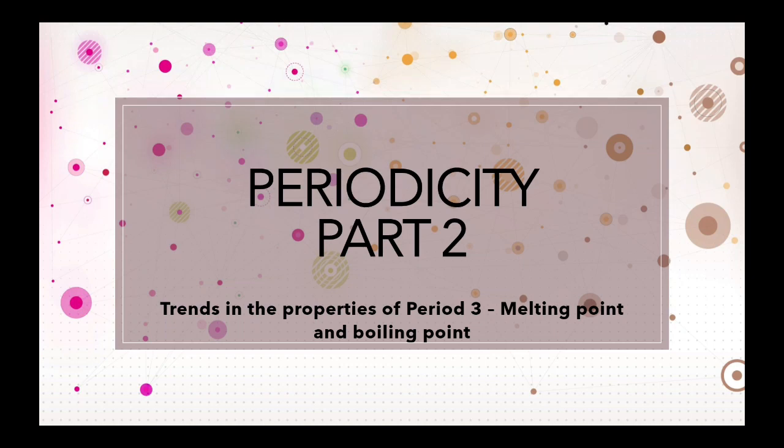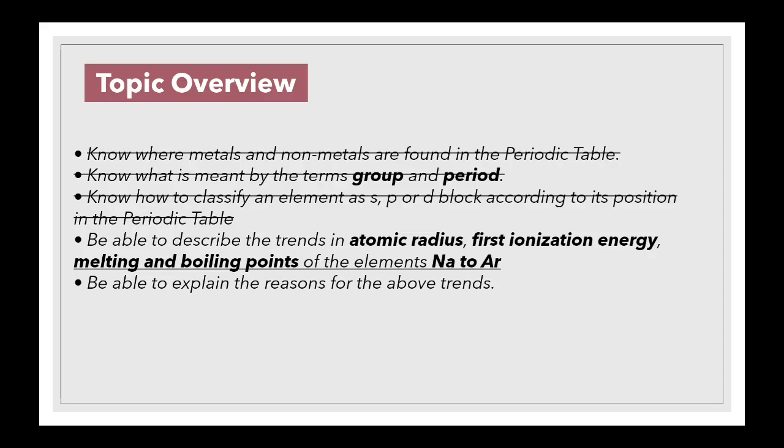Right, welcome back to Periodicity, this time in part 2, and today we're going to be looking at the melting points and to some extent the boiling points of the period 3 elements and how they vary across the period and how we can explain them. Last time out in part 1 we looked at the general structure of the periodic table and refreshed some of the terms from GCSE. Today we're looking at the bit underlined down here, the melting points and boiling points of sodium to argon.